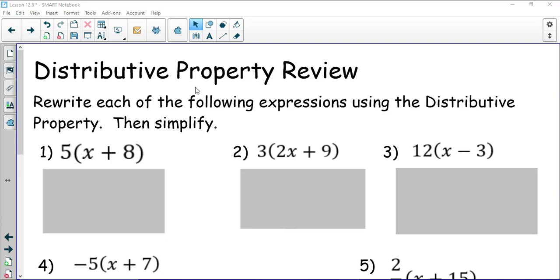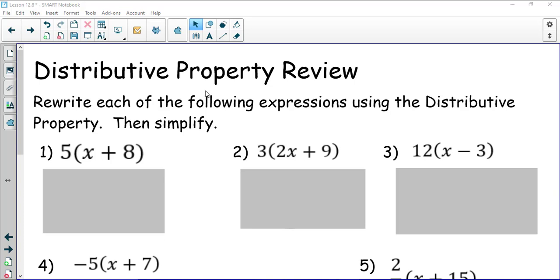Hello, this video is going to cover distributive property. It's a concept that we learned earlier in the school year, and it's a concept that you are going to see again next year in your math class. It's a really important property. It's a property I often use to do mental math as well.